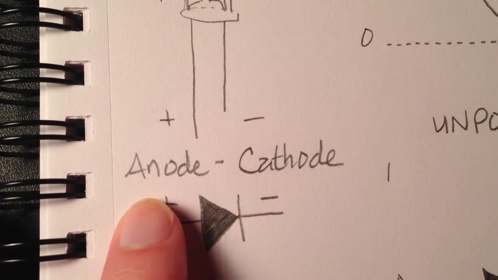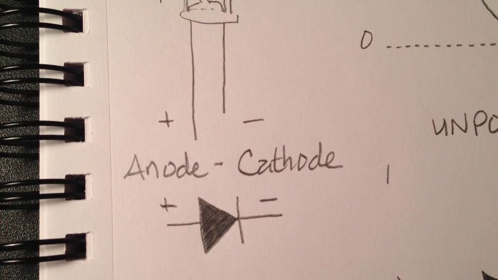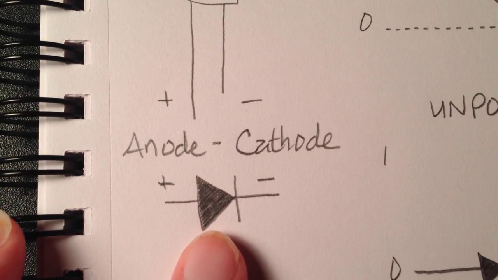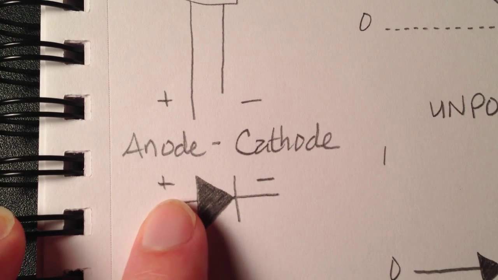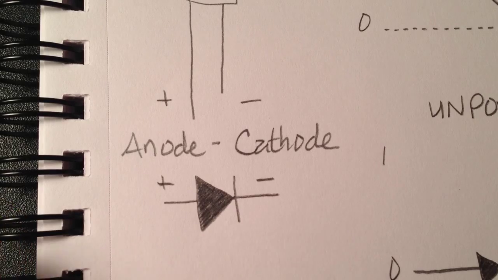Sometimes these are referred to as anode and cathode, and if you've ever seen an electrical schematic, an LED is drawn like this, with the positive anode side coming in here and the cathode side on this side right here.